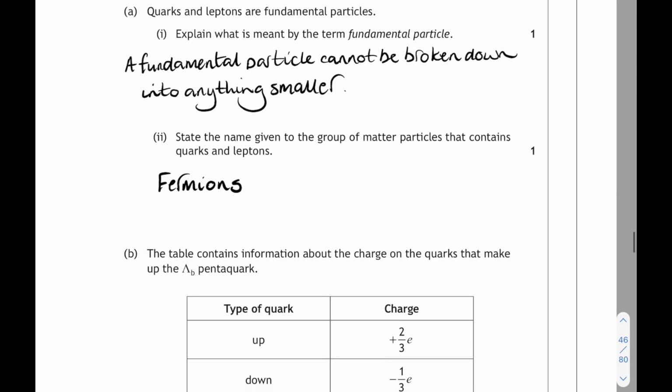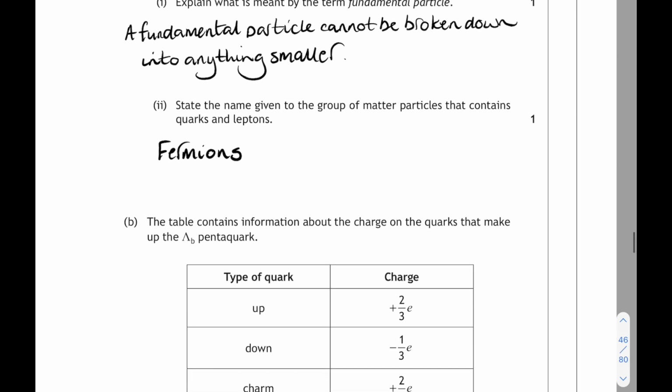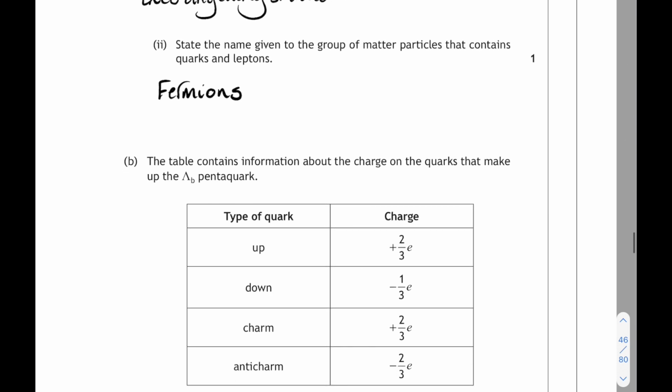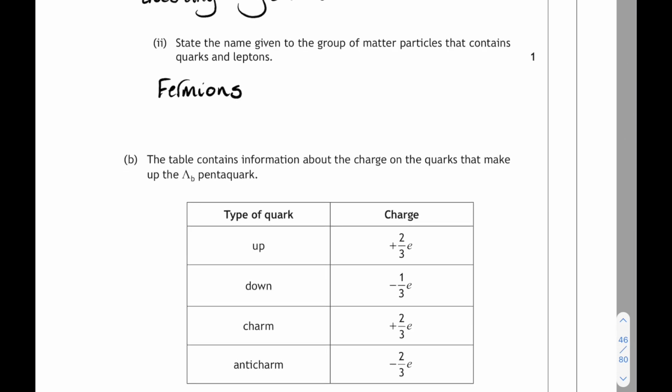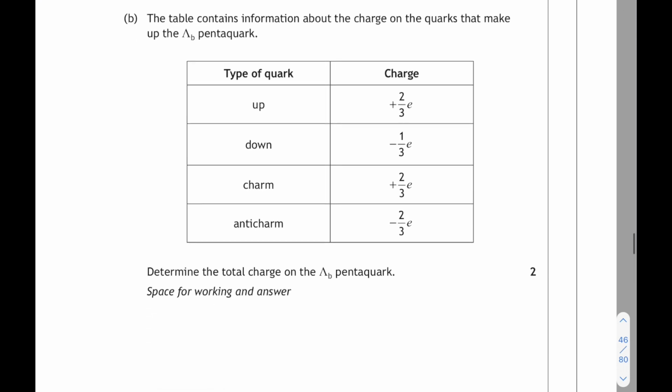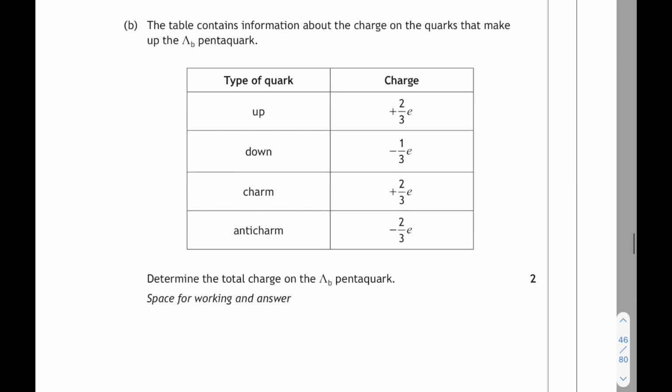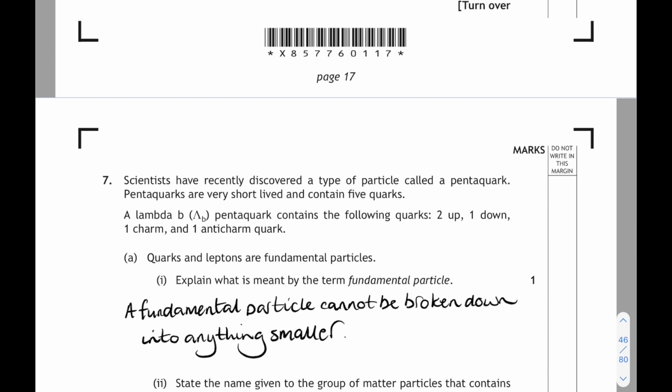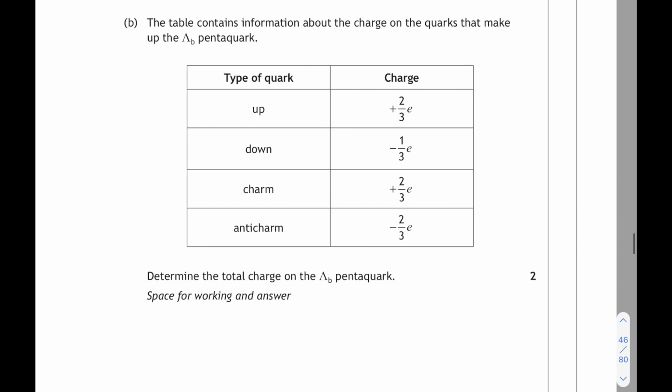Part B, the table contains information about the charge on the quarks that make up the lambda B pentaquark. And there's our up, down, charm and anti-charm quarks and the charges that are on them. And we have to determine the total charge on the lambda B pentaquark. Now remember, if we scroll up there, we're told that the lambda B pentaquark contains 2 up, 1 down, 1 charm, and 1 anti-charm quark. So let's jot that down in the table. There's 2 ups, 1 down, 1 charm, 1 anti-charm.